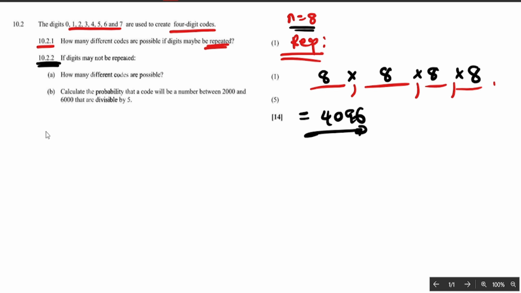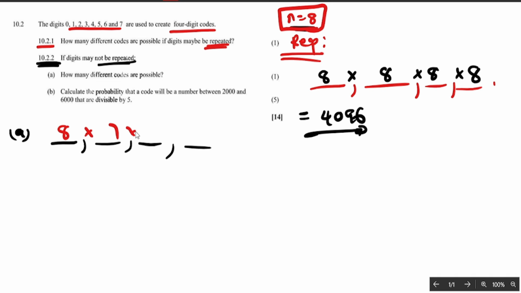And the second part of the question, 10.2.2a, we are told that the digits are not repeated. So if you have a 4-digit code and digits are not repeated, knowing very well that n equals 8, it's going to be 8 times 7 times 6 times 5. And the answer you should get here is 1680.